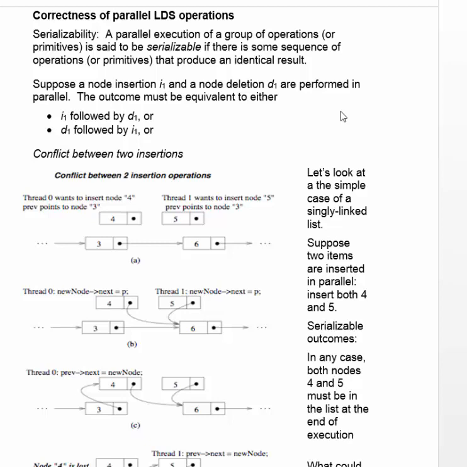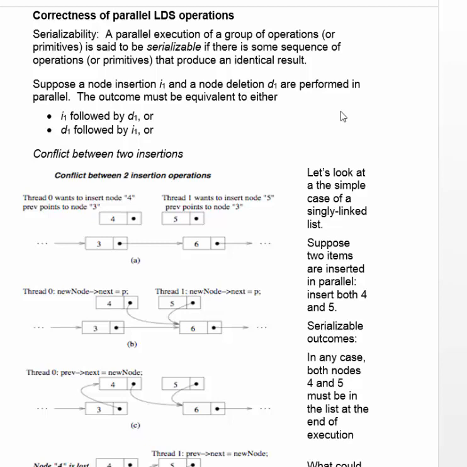Let's take an example here. Suppose that a node insertion I1 and a deletion D1 are performed in parallel. The outcome must be equivalent to either the first operation followed by the second, or the second operation followed by the first. If it's not one of those, then it's wrong.